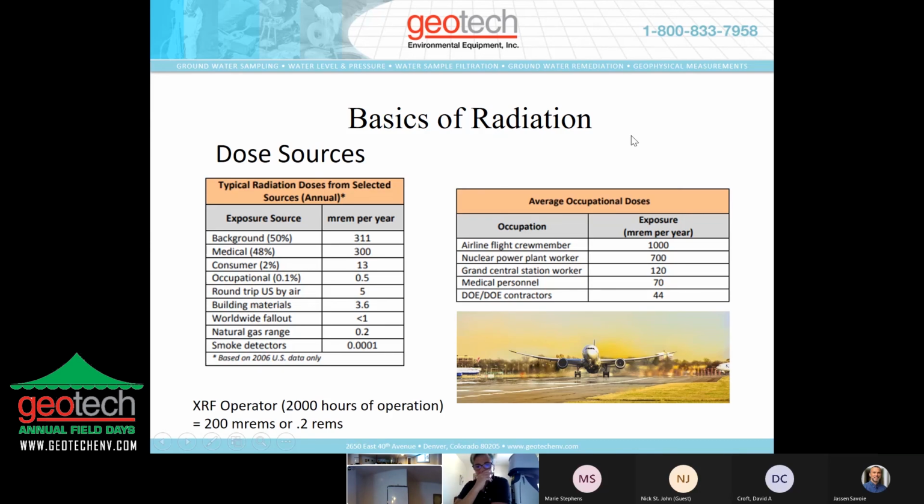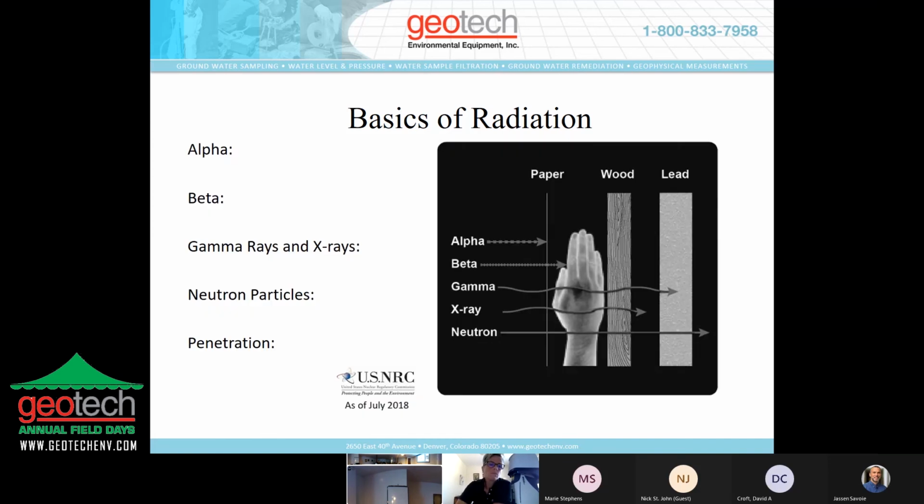Pardon me? What type of radiation is generated by an XRF? Based on the previous, we're looking at alpha, beta, gamma rays, like gamma rays and X-rays are what are being produced by the instrument. So with a sealed source instrument, you're dealing with gamma rays because the nucleus is emitting gamma rays and X-rays from the outer shells. And then an X-ray tube generates X-rays into the sample.